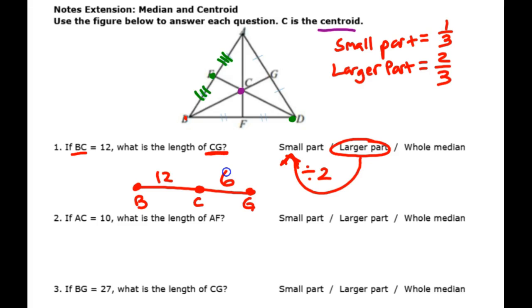Now, if I was looking for the whole thing from B to G, I would add those up. But what are we actually looking for here? CG. Do I know CG? Well, I just labeled from C to G is 6, right? So CG equals 6. Cool? So again, if you're given the larger part, find the smaller part by dividing by 2, and then answer whatever they give you, okay? So in this case, they were asking for the smaller part. We were already done. You don't add them together unless they're asking for the whole thing.